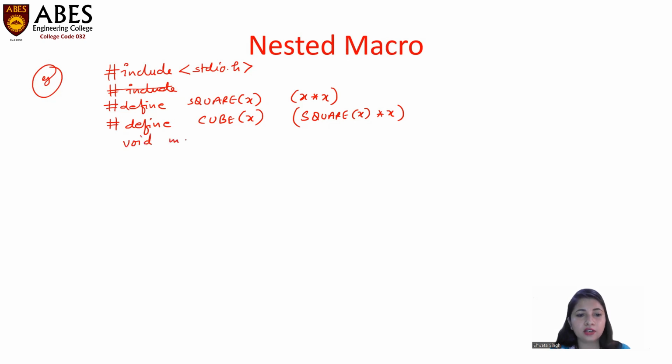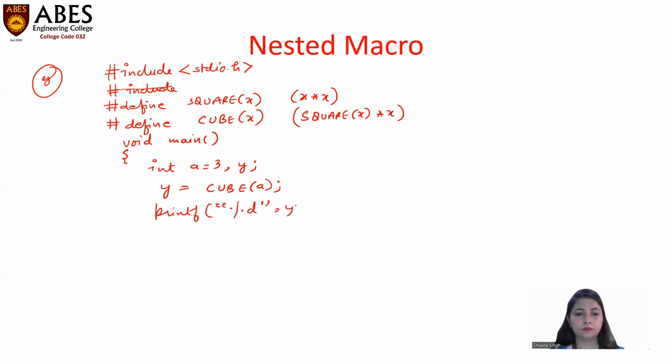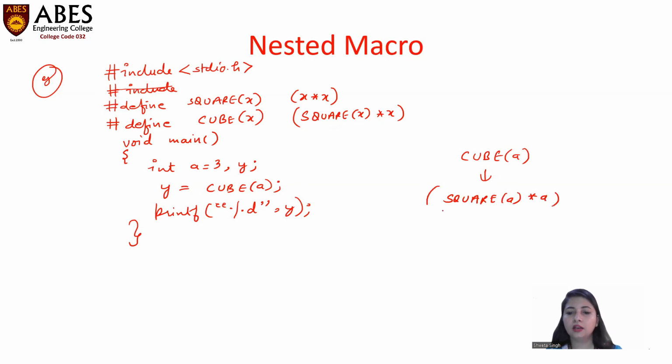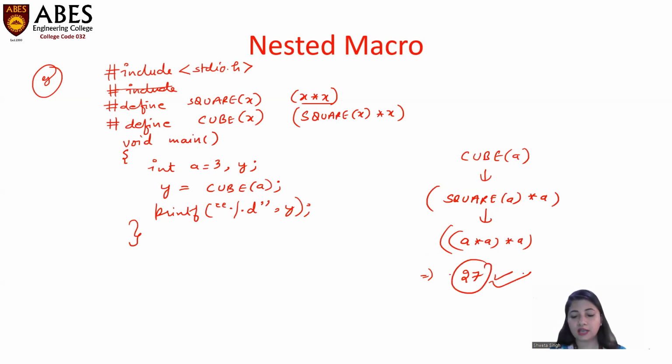How will it work? So let us discuss. Okay. So here I have used cube of a. So before compilation, this cube of a, that is cube of x, will be replaced as square of a into a. Now this square of a will be replaced accordingly, that is a into a into a. So before compilation, your code will look like this. And after you compile the program, the value of a will be substituted here. So it will become 3 into 3 into 3, that is 27 will be the output. So these are the various types of macros.